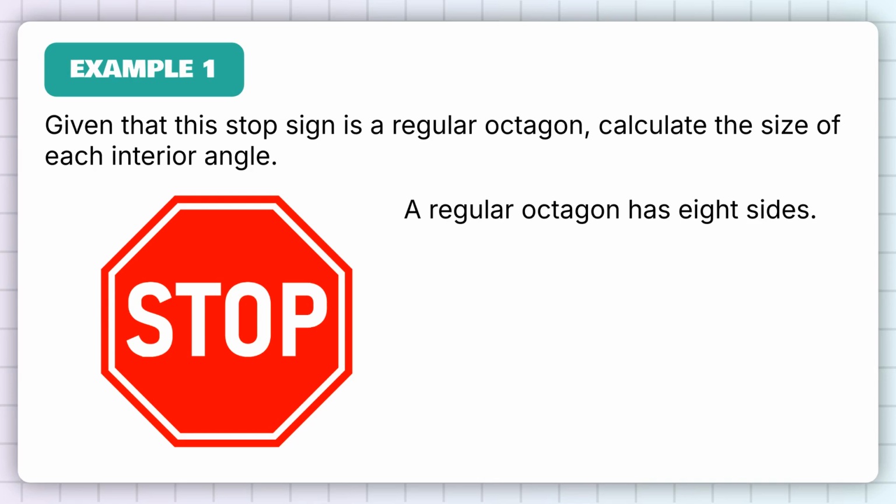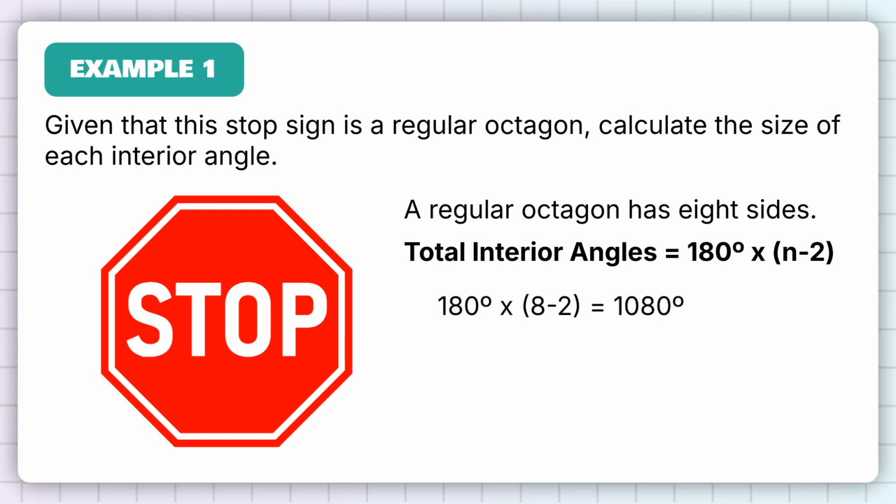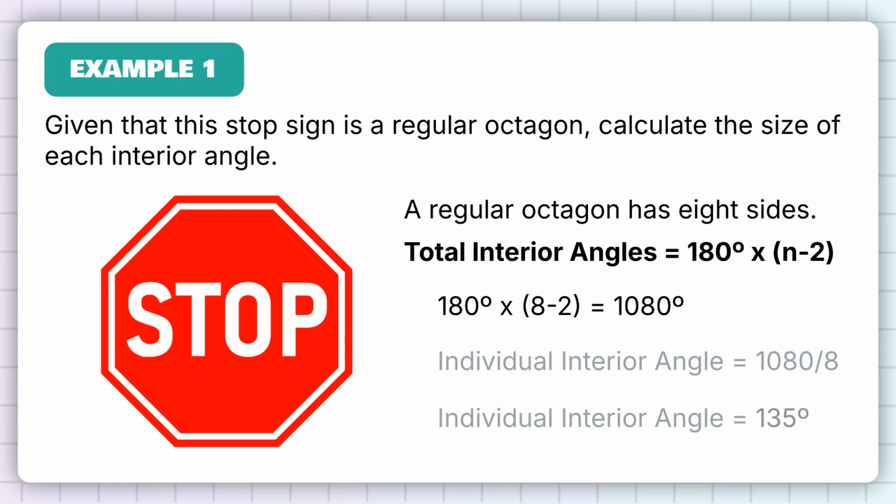The formula for the sum of the interior angles of a polygon is 180 multiplied by (n minus 2), where n is the number of sides. So our octagon has 8 sides. Therefore, we can sub in 8 for n, giving us the equation 180 multiplied by (8 minus 2). This equals 1080 degrees. And since all the angles are equal in a regular octagon, each angle measures 1080 divided by 8, which equals 135 degrees.